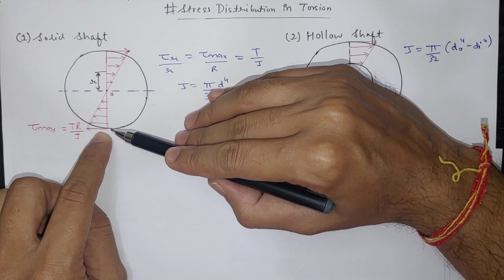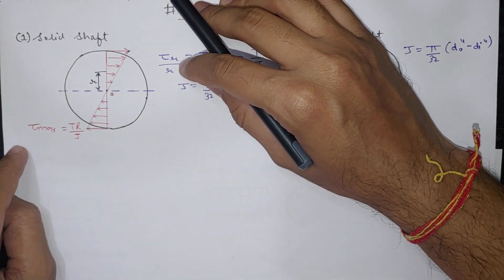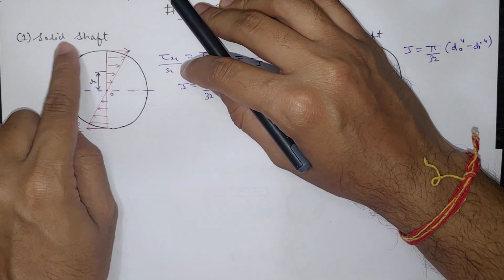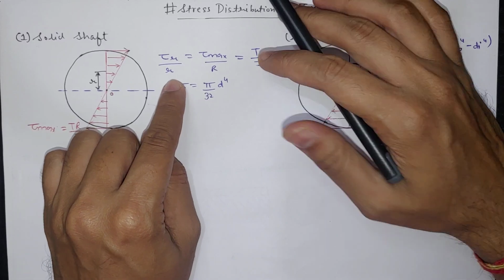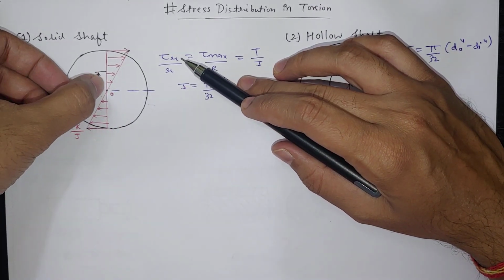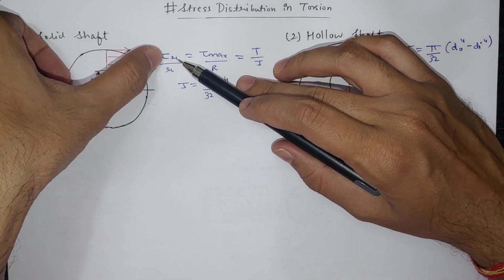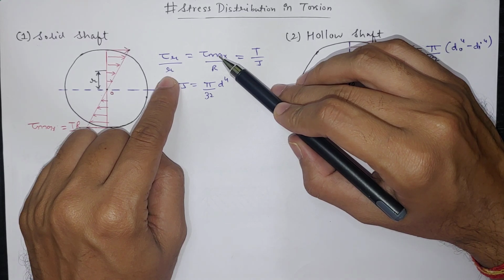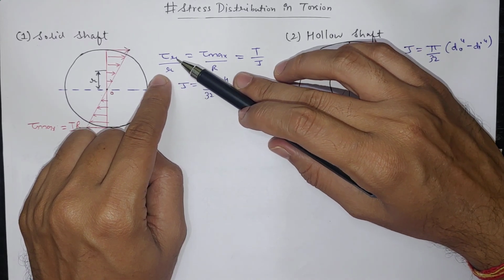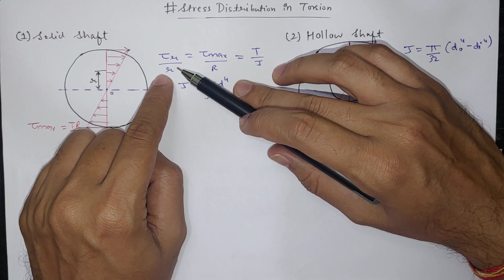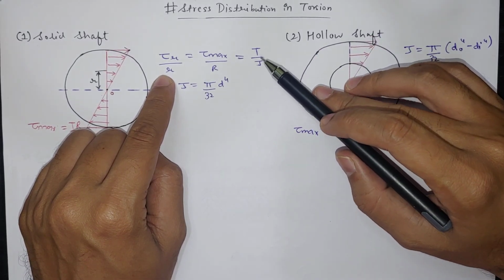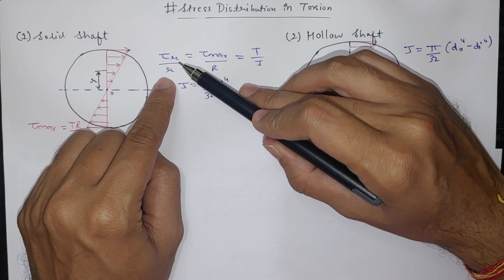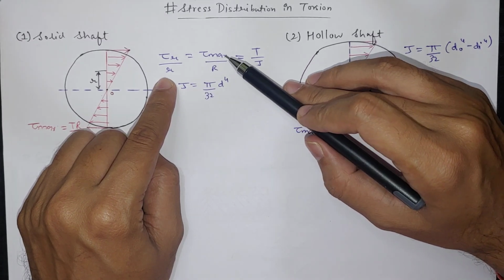So at the end there will be maximum, which is equal to Tr by J, which we have seen in the torsion equation. So this is for solid shaft. Now here if you see, torque at a particular distance from the center, which means at a particular radius, shear stress at r will be equal to tau maximum divided by capital R into small r. So the ratio tau upon r will be constant, which will be equal to T by J. J is the polar moment of inertia, where J is equal to pi divided by 32 d raised to 4. So tau at r upon r equals tau max upon capital R.